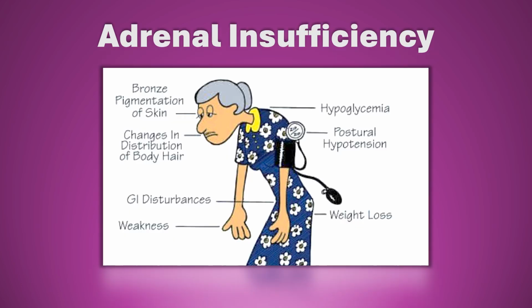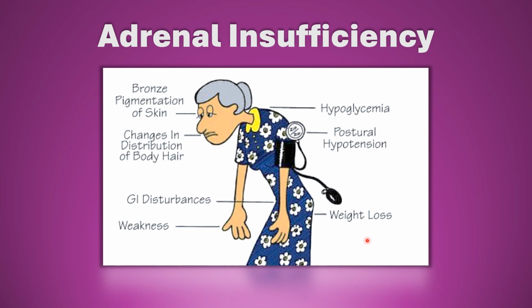So what are some of the signs of adrenal insufficiency? Number one, we could be seeing a bronzing and pigmentation of the skin. And this can actually be an increase of a secondary hormone being produced by the brain called MSH. We know that because of our androgen, which is our sex hormones, we can see that there may be changes in distribution of our body hair. There could be GI disturbances, weakness all over our body, because remember, our adrenal gland is also maintaining our blood pressure as well as our sugar levels.